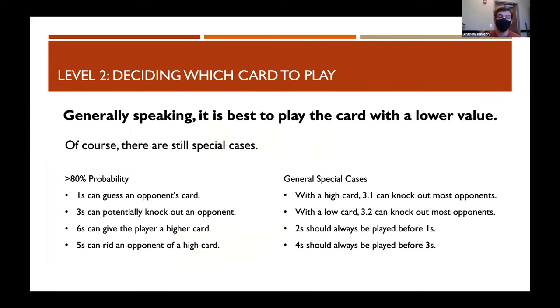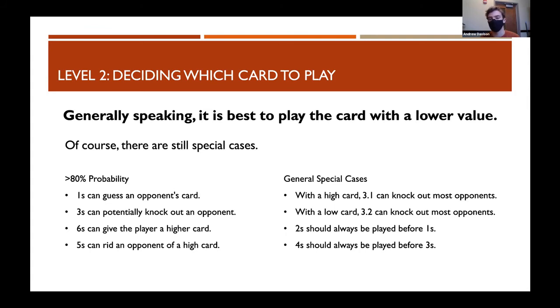Then you can do things like play a 1 and guess their card, play a 3 and compare, potentially knock them out. Play a 6 if you're sure that the opponent has a higher card, like an 8. You can play the 6 and swap hands and get the 8 to yourself, or play a 5 and make someone lose a higher card by discarding it. But of course, there are also general special cases, which is a bit of an oxymoron, but there are special cases, exceptions to the rule that we talked about, that always apply.